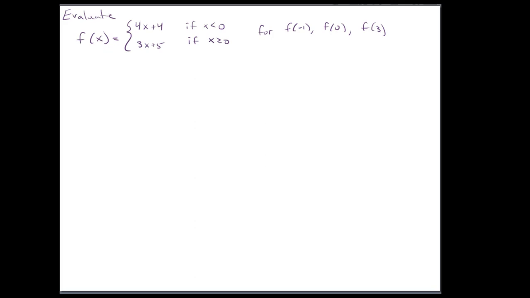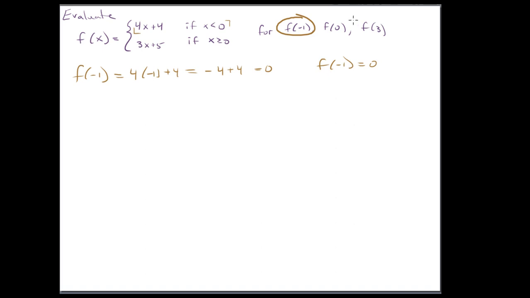Hey everybody, in this video we're going to evaluate a piecewise function, and our function is f of x equal to 4x plus 4 if x is less than 0, and 3x plus 5 if x is greater than or equal to 0. We're going to start with x equal to -1 here, so -1 is less than 0, so it's this top case: 4 times -1 plus 4 is -4 plus 4, which is 0. So f of -1 is 0.